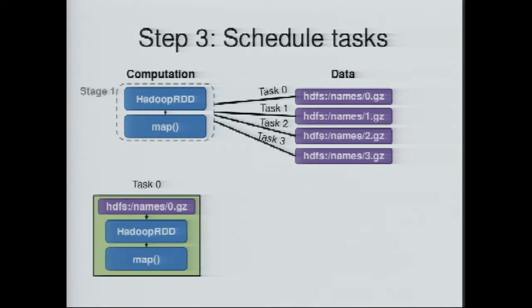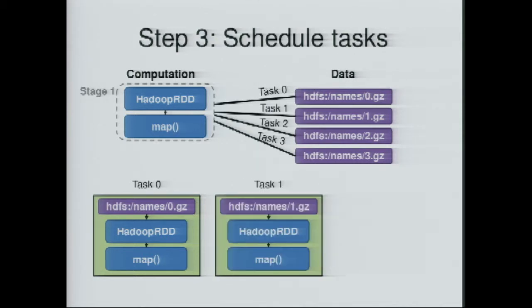To look at this in a slightly different way, a task is just this bundle of work that says, hey, load HDFS block 0 and do this computation on it. And then we can just send this little task, this little closure, off to a machine and have it execute it. It's totally independent of anything else. So we have 4 of these tasks.